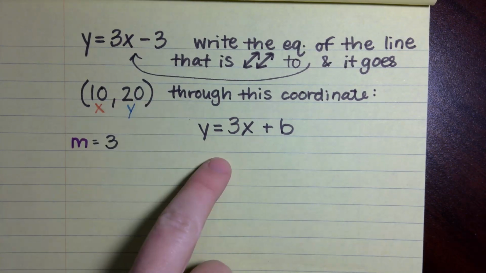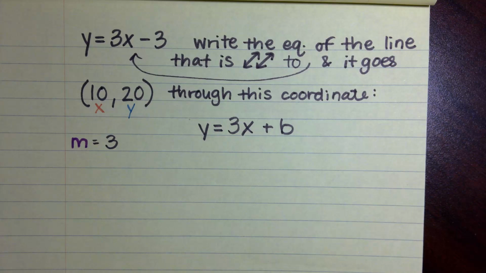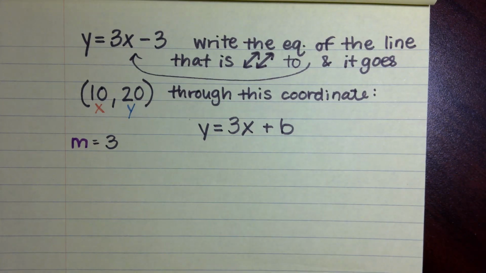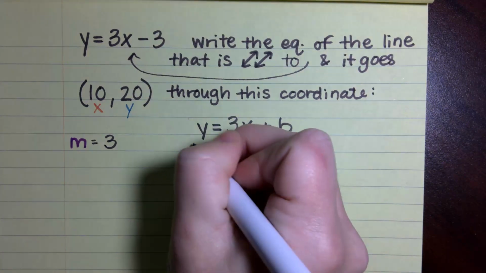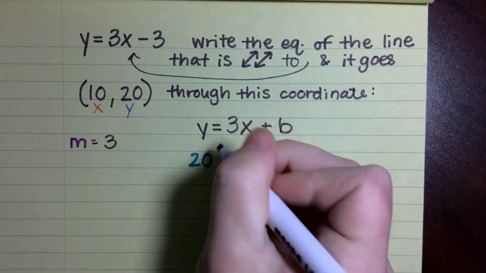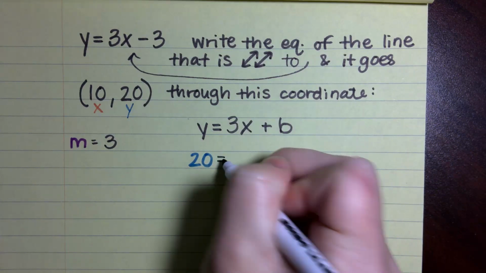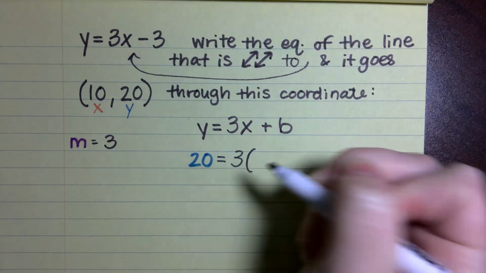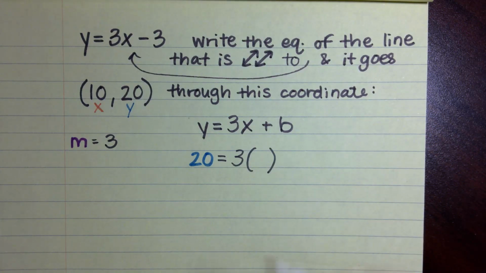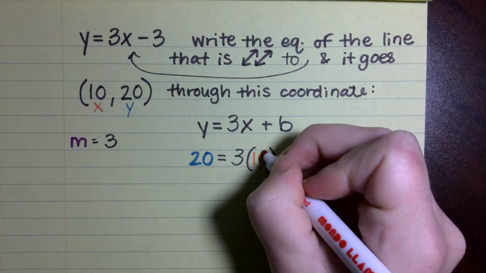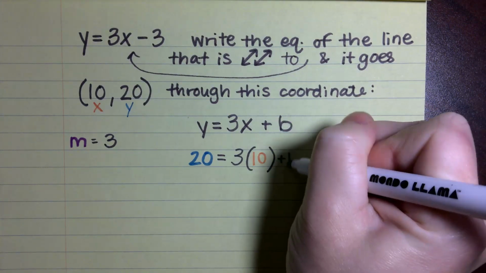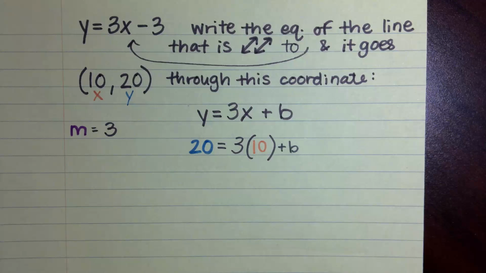How am I going to rewrite this once I plug in my x and my y? It's going to be 20 equals 3 times x, which is 10, plus b. Perfect. 20 for y equals 3 times 10, plus b. Good. It's not so bad, guys. Once we break it down into steps, it's not so bad.